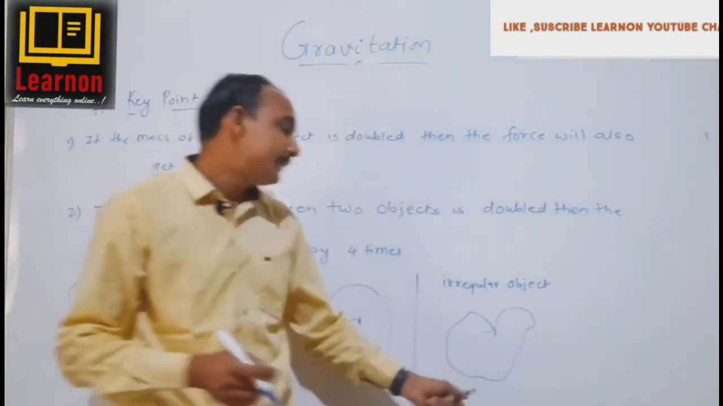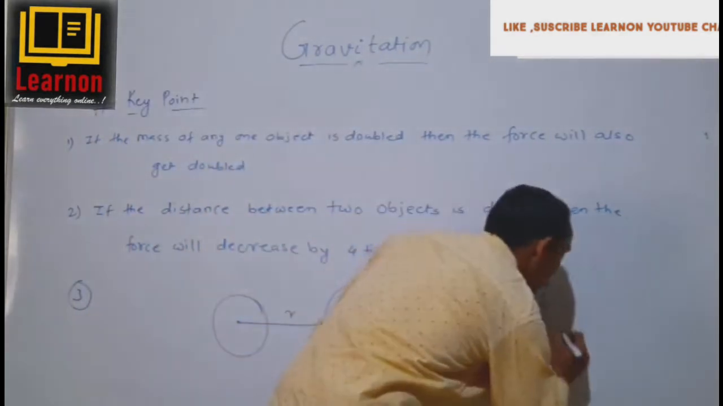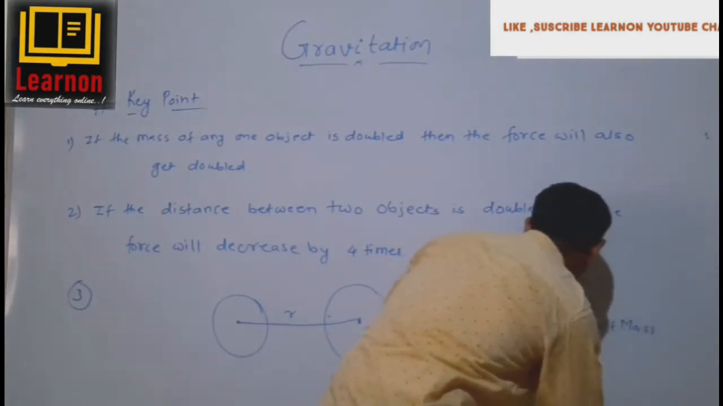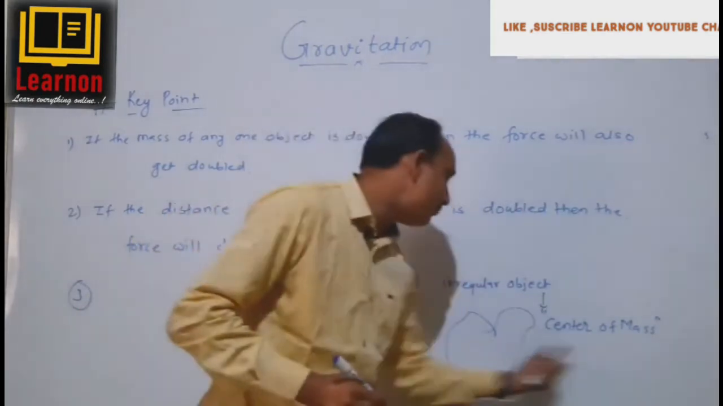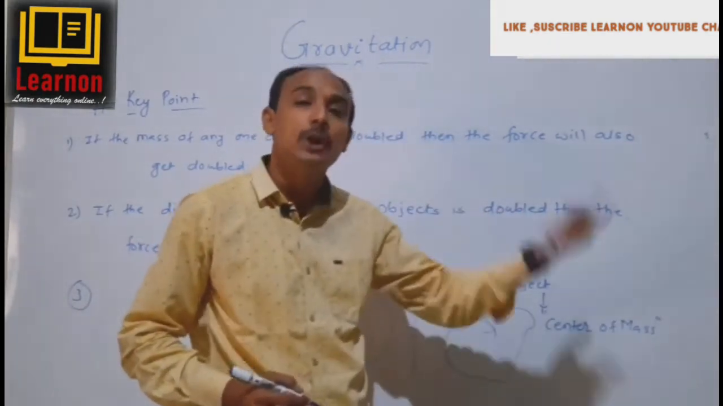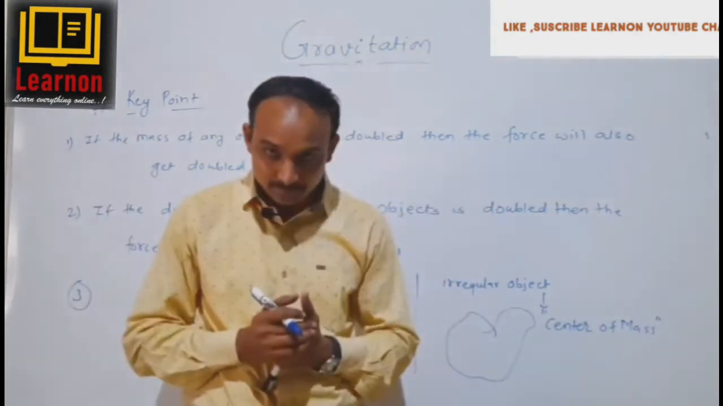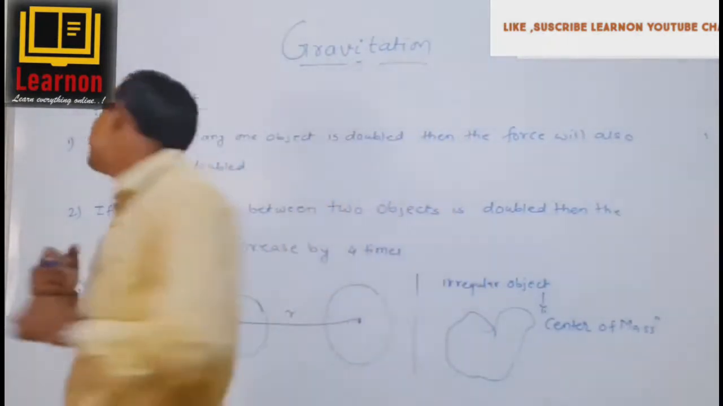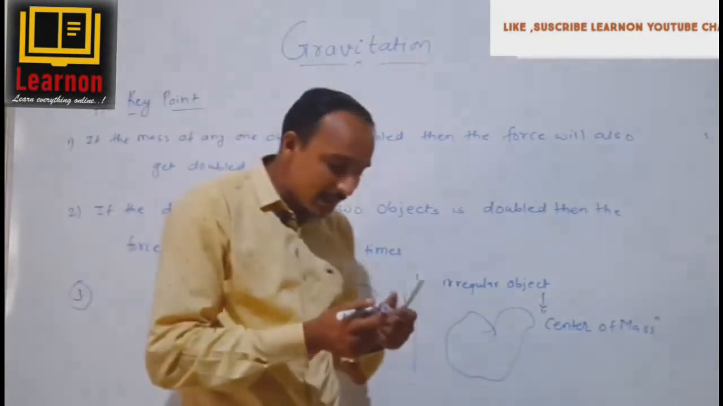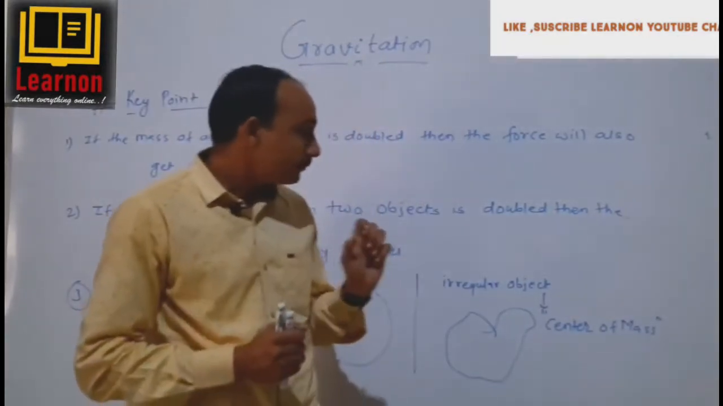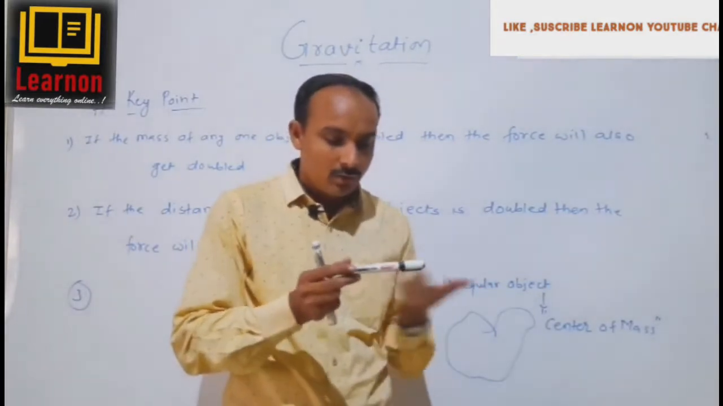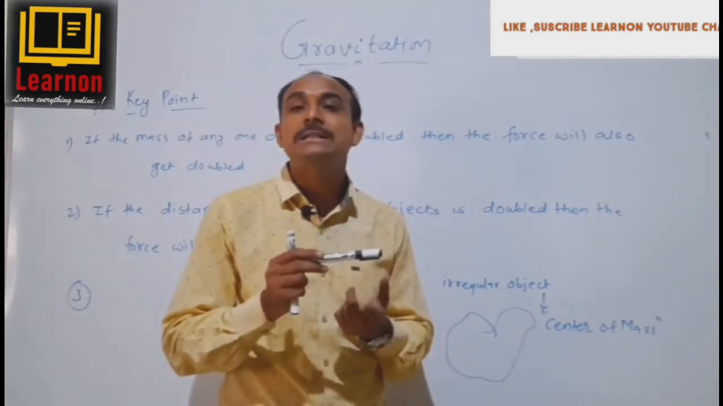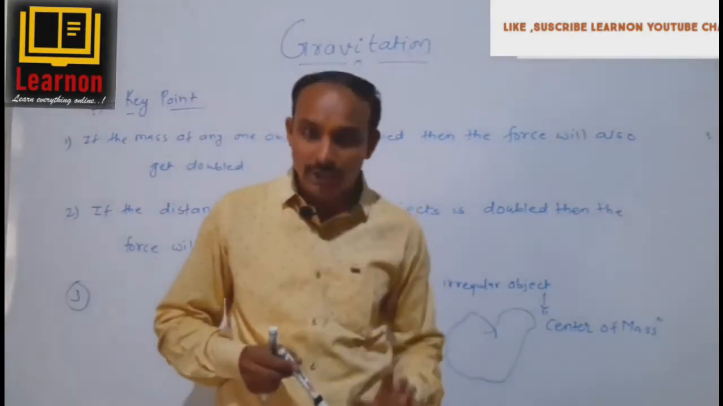For such cases we have to use the concept of center of mass. Center of mass means you have to take the center of mass of this object and the center of mass of the other object, then the distance between the two centers of mass. Now, what is the concept of center of mass? Center of mass is defined as the point of a body at which the whole mass of the body is concentrated. That particular point is called the center of mass.